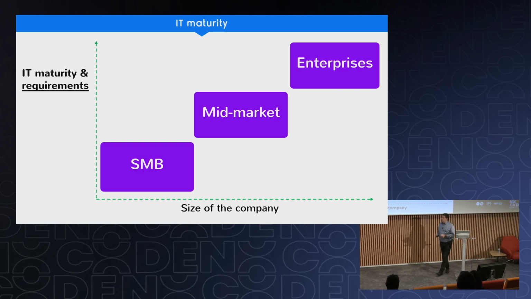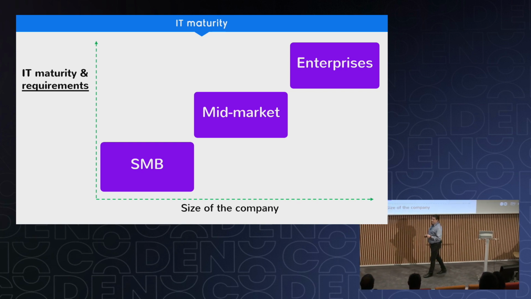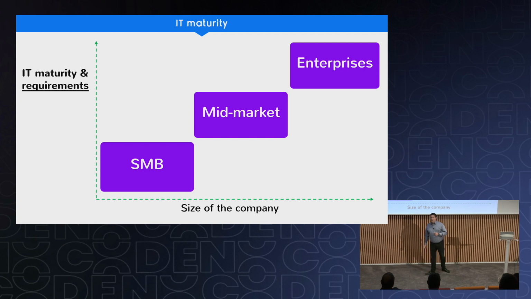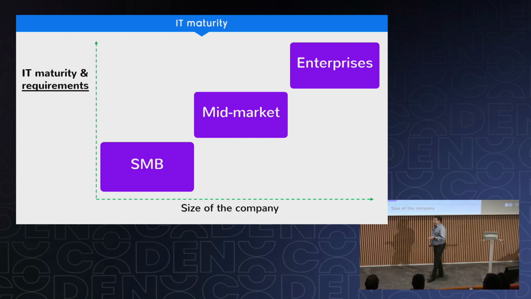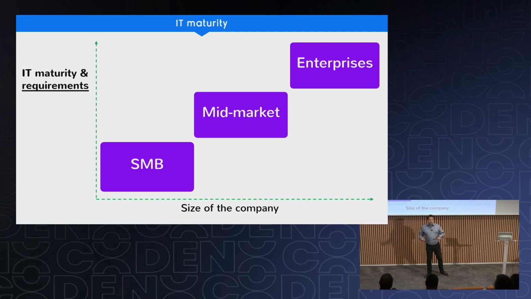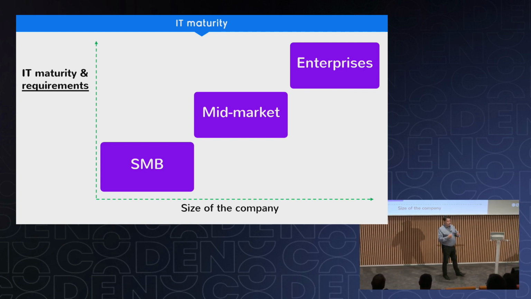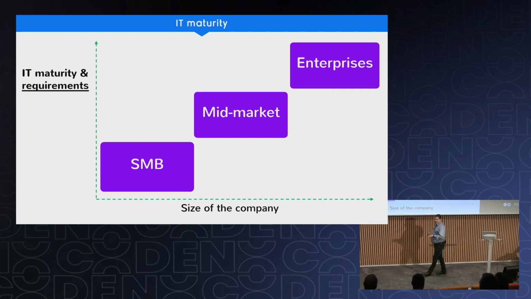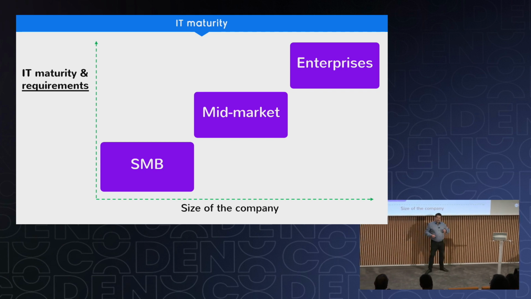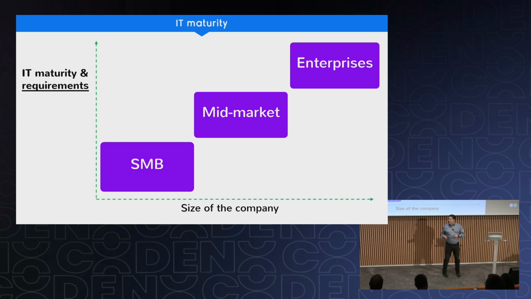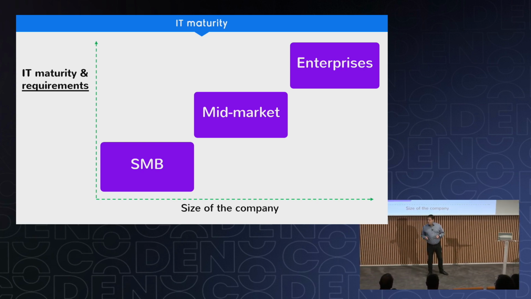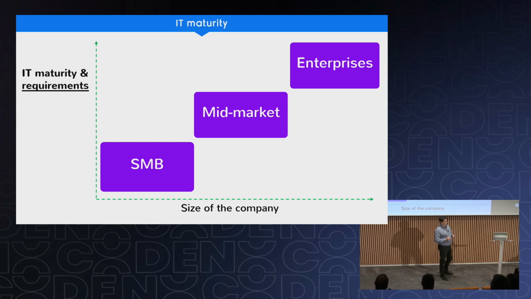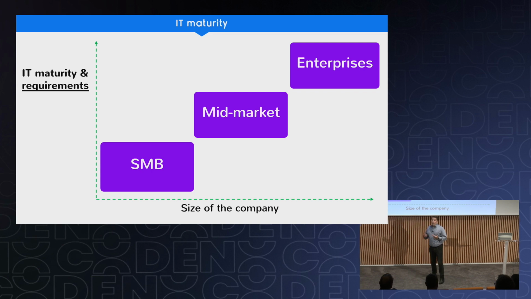So let's see now what IT maturity is, and the requirements that go with this. In SMB, there's a low IT maturity. If it works, it's good. You put a prototype, you show, they like, they buy, they use. Maybe they will think about security later. We don't know. In the mid-market, there are structures, IT departments, so they have more IT maturity and requirements.